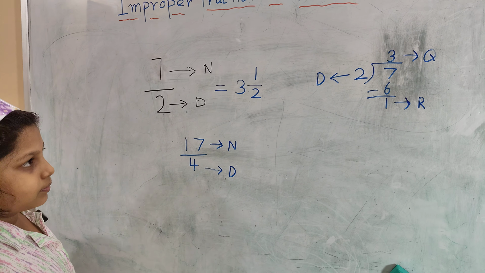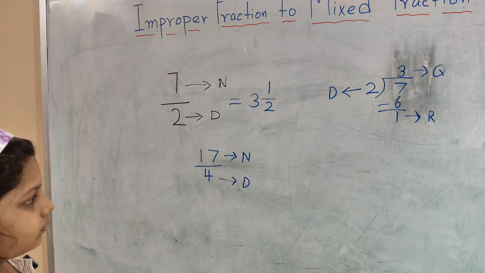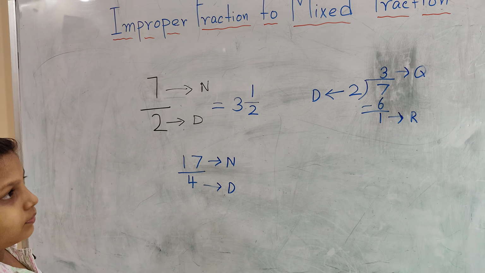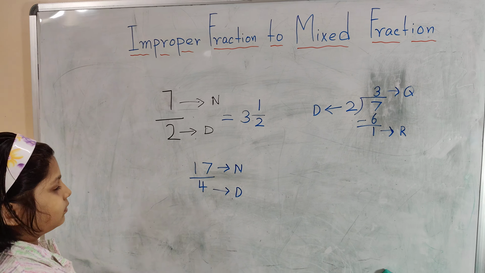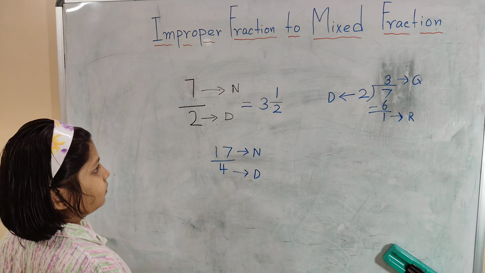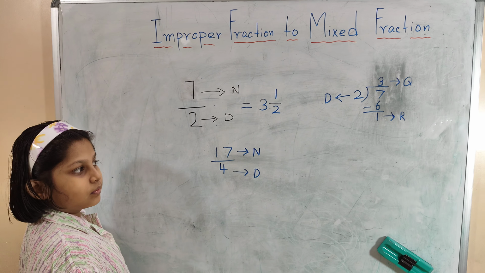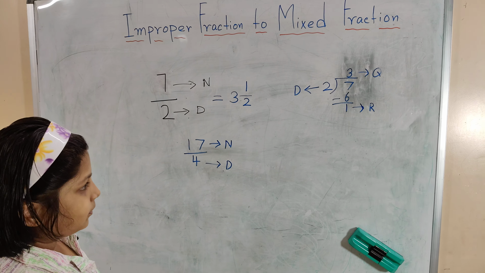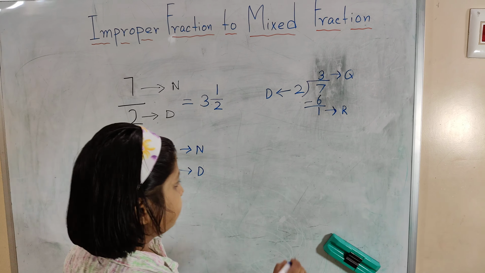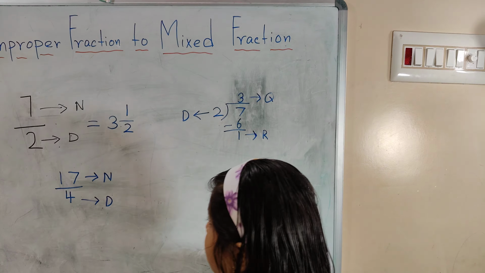Very good. Now what are you going to do? To convert it into a mixed fraction, this is an improper fraction, right? Yes, because 17 is bigger than the denominator, that is 4. So now you have to convert it into a mixed fraction, and for that you have to divide. Do the rough work. Do the division.